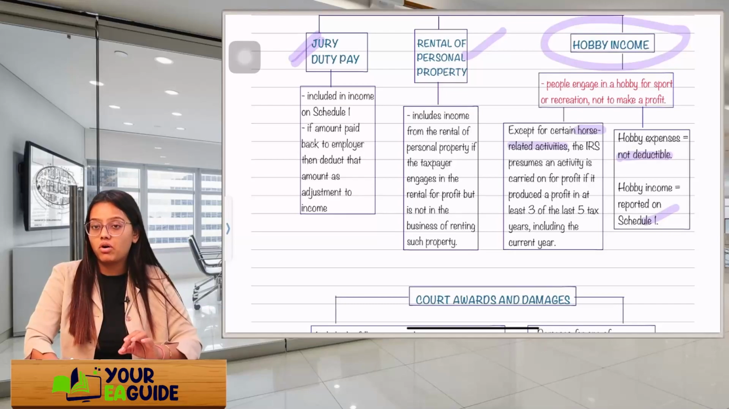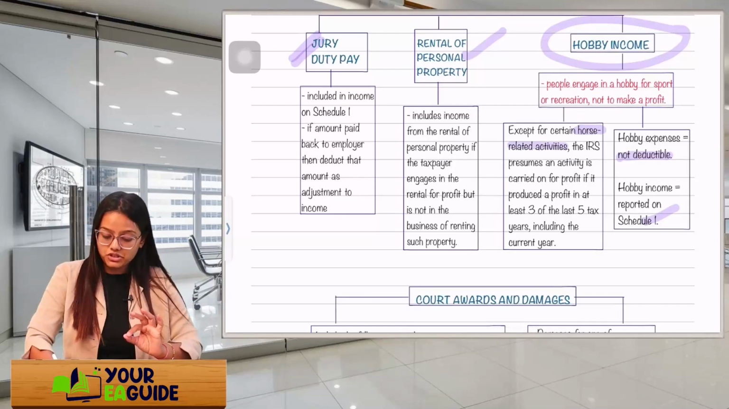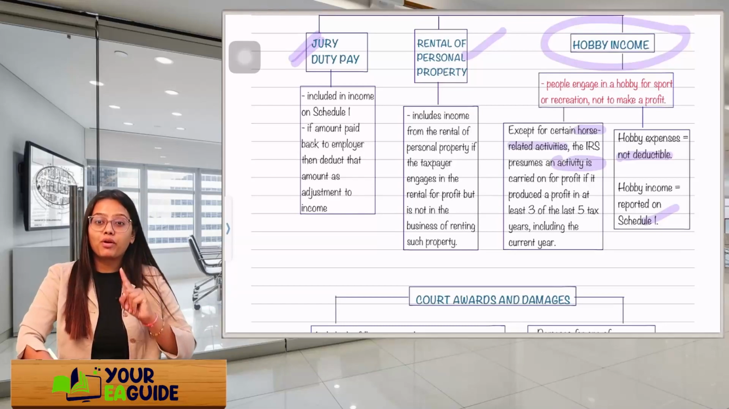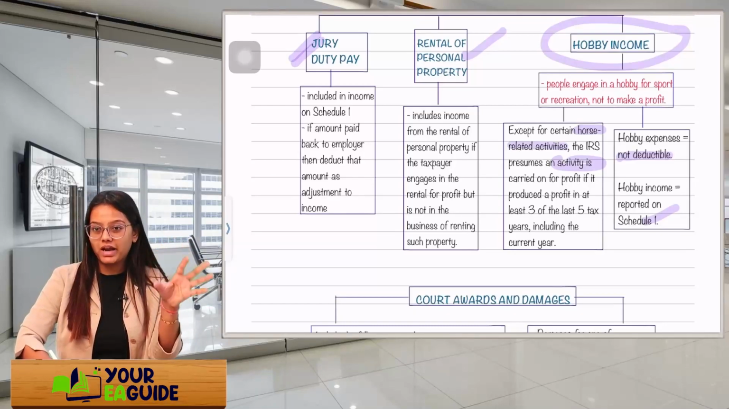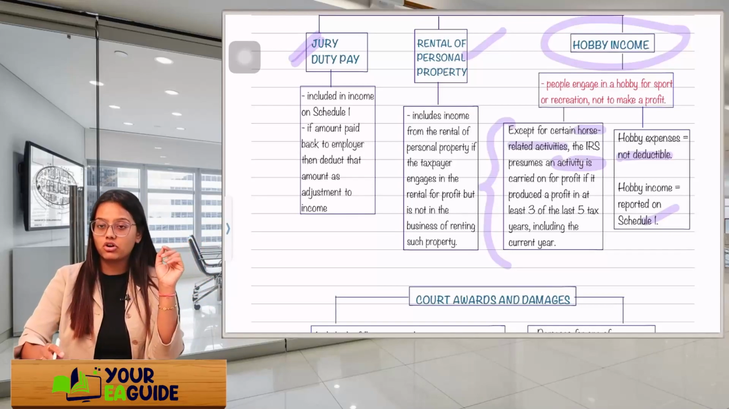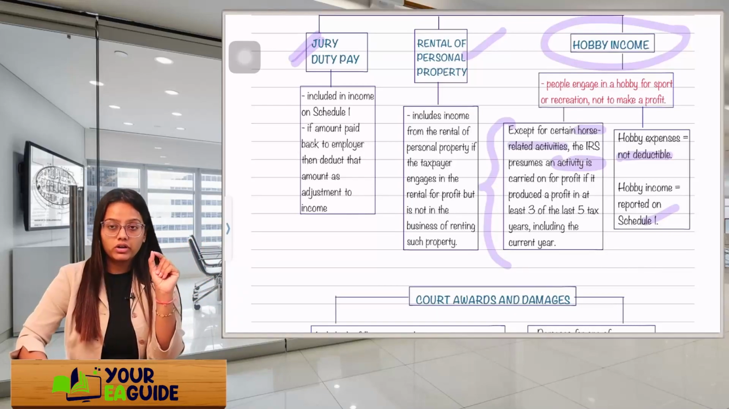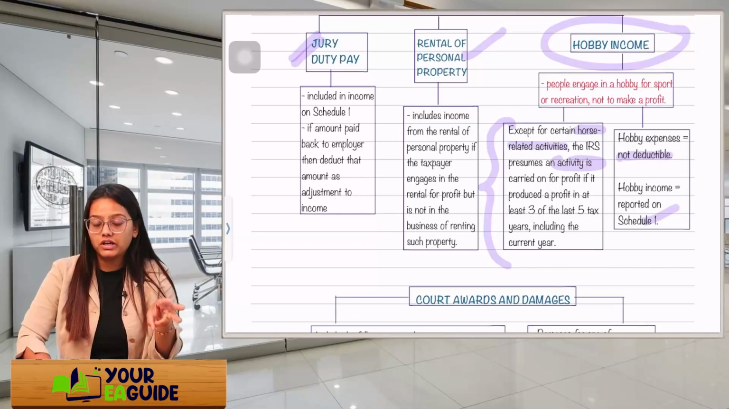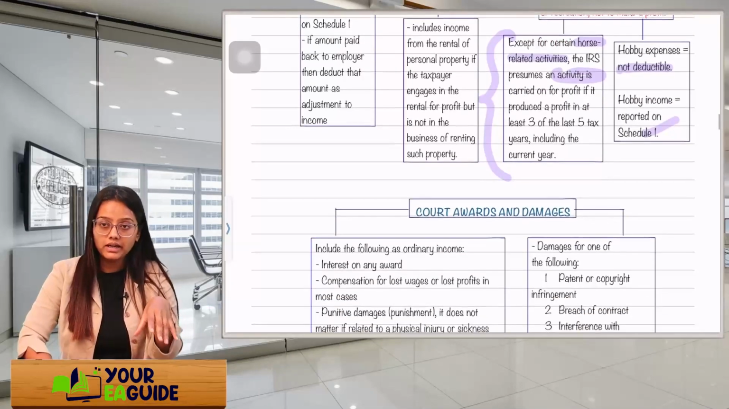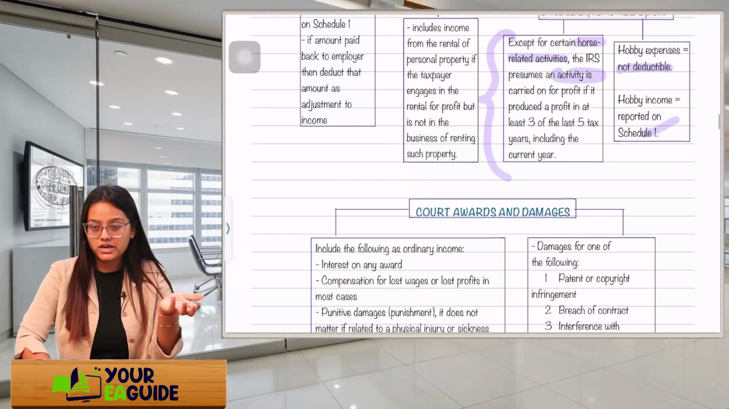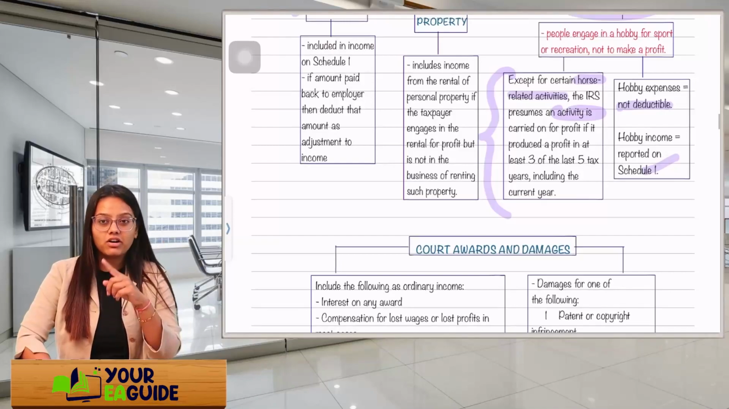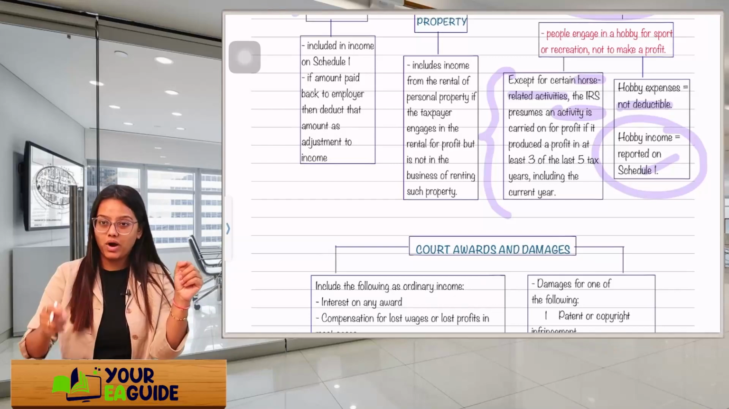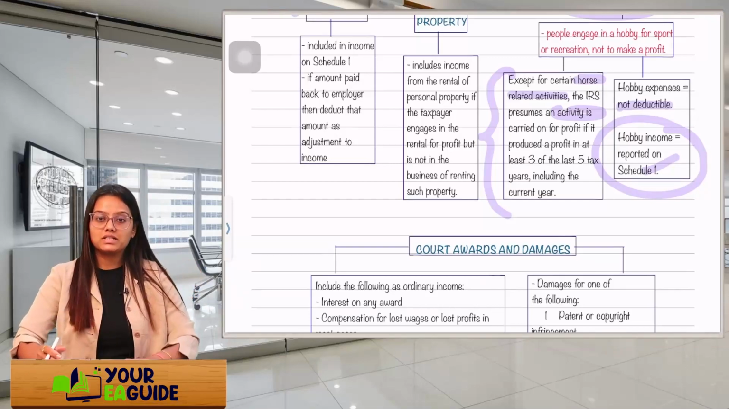Now, if you have some horse related activities, the IRS presumes these activities are carried on for profit. If it produces a profit in at least 3 years out of 5 tax years, then this will not be considered your hobby, it will be called your business. Okay, whatever business you run, if you have 3 years of profit out of 5 years, right? All the business expenses will be allowed as a deduction. All hobby expenses are not allowed to be taken; all hobby income is taxable on Schedule 1. Hobby expense is not allowed as a deduction.